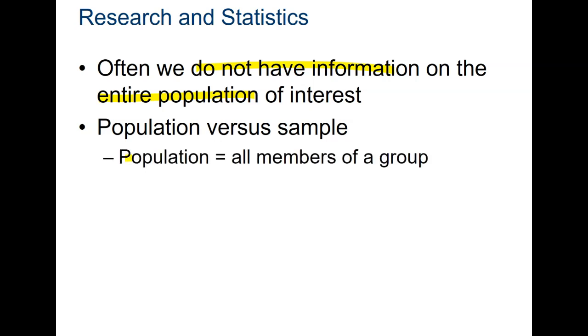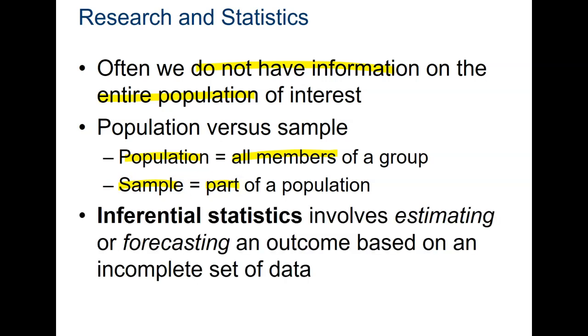A population, you're getting measurements from all members. If you're looking at parts, you measure them all. If you're measuring the student height, you measure all of the students, okay? And if you're talking about a sample, you're measuring a set of those or a part of the population, not all of them. What inferential statistics lets us do is we can estimate and we can forecast an outcome based on an incomplete set of information.